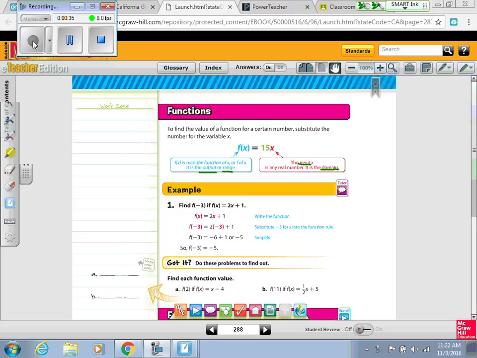Okay, so in number one, they're asking you to plug in, we say f of negative 3 for the function f of x is equal to 2x plus 1. So we're going to plug negative 3 where there are x's. Then we solve. 2 times negative 3 is negative 6, plus 1 is negative 5.